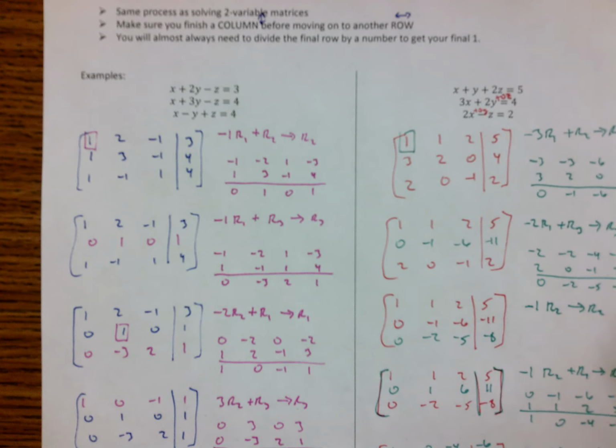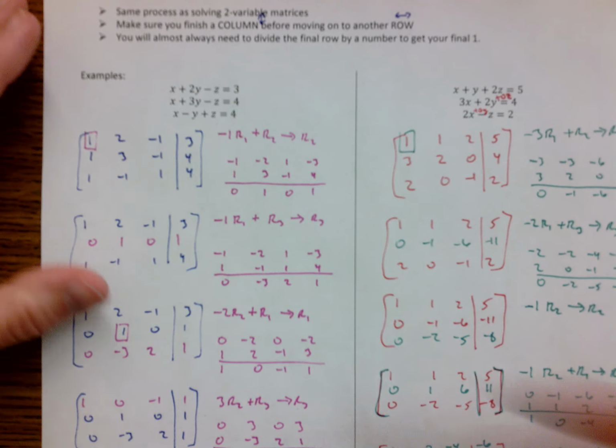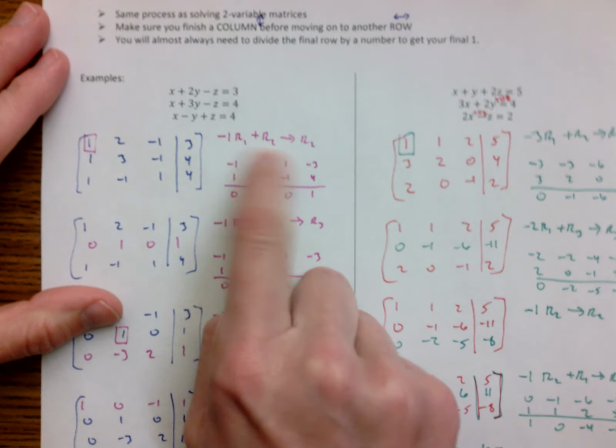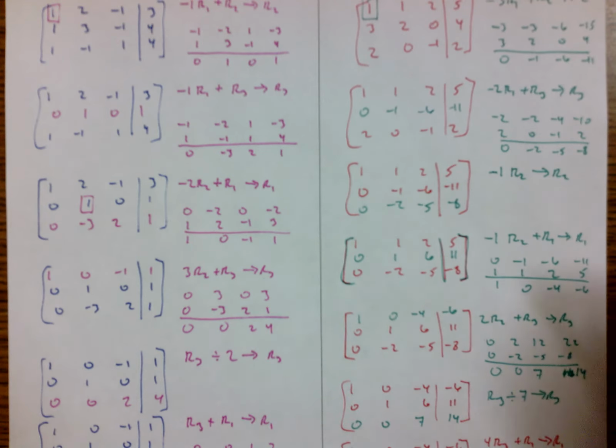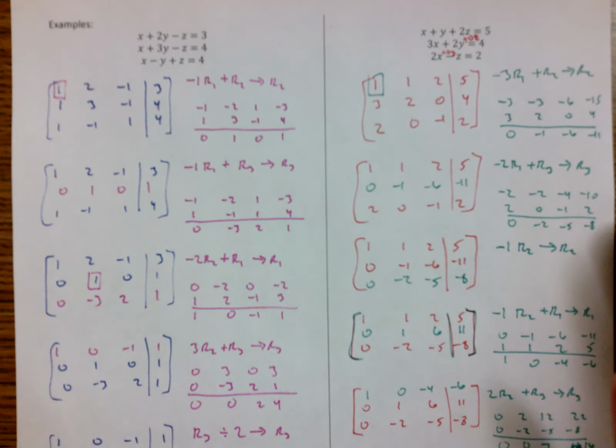So when you look at this, there are really basically only 3 things you're ever doing. You're only ever doing this multiply by the opposite and add them together, or dividing a row by a number, or sometimes swapping rows, which I don't think we actually did on this page, but swapping rows is the other thing that you'll do sometimes. So it's really basically 3 steps, and you just have to figure out which of those 3 things you have to do.